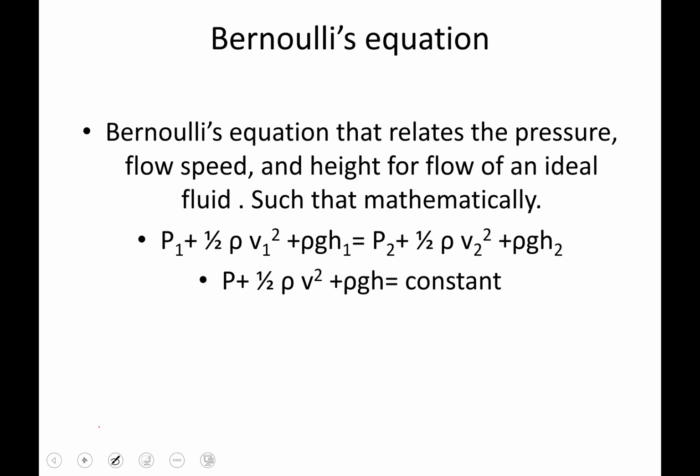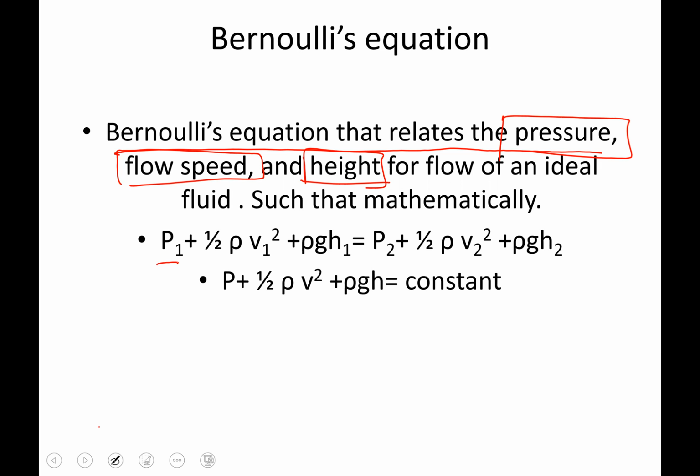Today's topic is Bernoulli's equation. Now, what is this equation about? Bernoulli's equation relates the pressure, flow speed, which is the velocity, and height for the flow of an ideal fluid, such that mathematically it can be written as P1 plus half rho V1 squared plus rho g h1 is equal to P2 plus half rho V2 squared plus rho g h2.